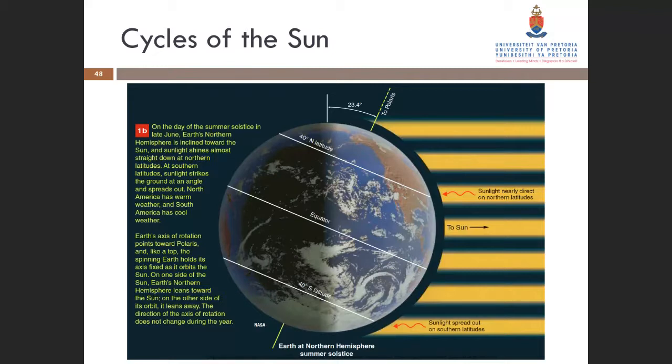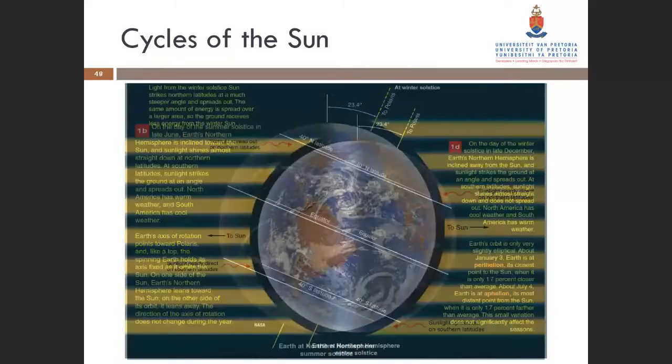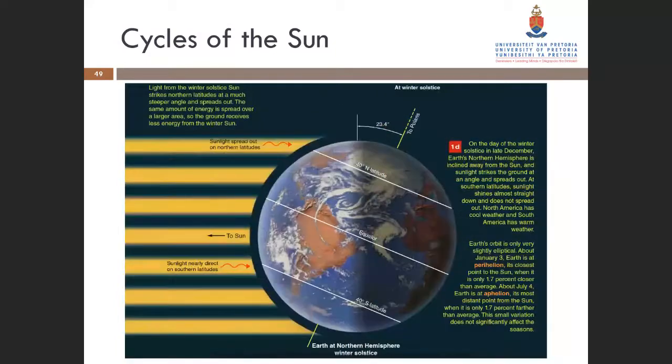So here we can see the Earth as it is canted at 23.4 degrees. One hemisphere gets more light. Right now in this image, the northern hemisphere receives more light than the southern hemisphere, and that's why it's summer. Here it's the other way around. The southern hemisphere receives more light than the northern hemisphere, and that's why we have summer and winter going around the sun.